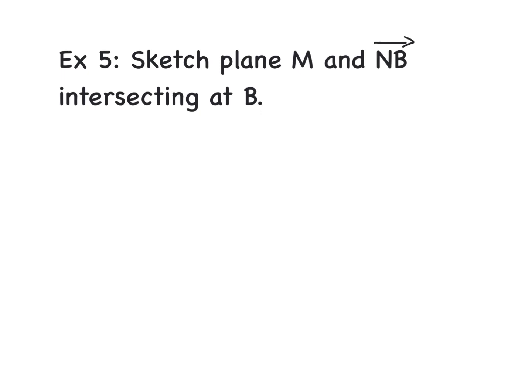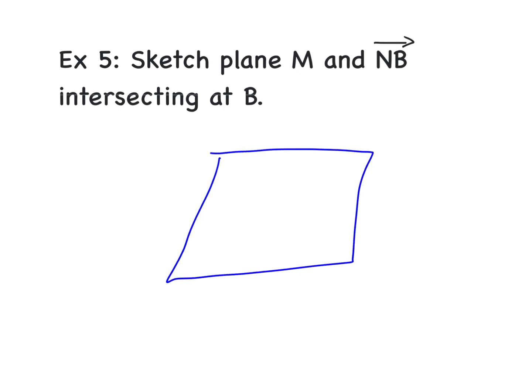Last one. Sketch plane M and ray NB intersecting at B. Go a little quicker on this one. So I have plane M. Says that M is by itself, so it's a creeper letter. I'm just going to throw it up there in the corner. And I have ray NB intersecting at B. How many points is it intersecting at? 1. And what's that point called? Yep, just B. Point B.